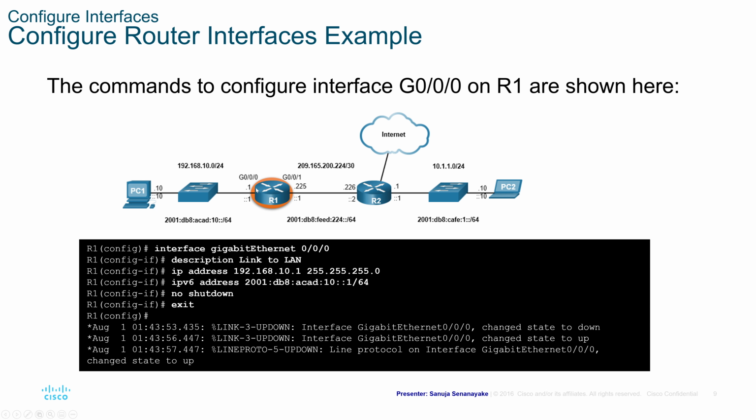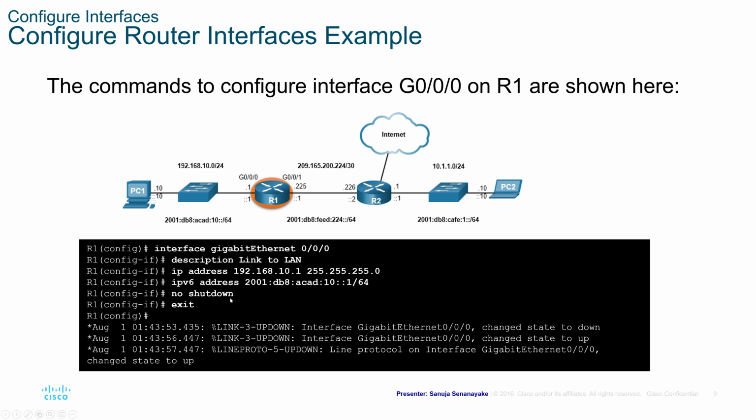And to give an IPv6 address for this interface, we're going to go ipv6 address, and then whatever IP address you would like to give, in this case 2001:DB8:ACAD:10::1/64. That's the prefix length of the IPv6 address. Just like the subnet mask for IPv4, we're going to give the length.